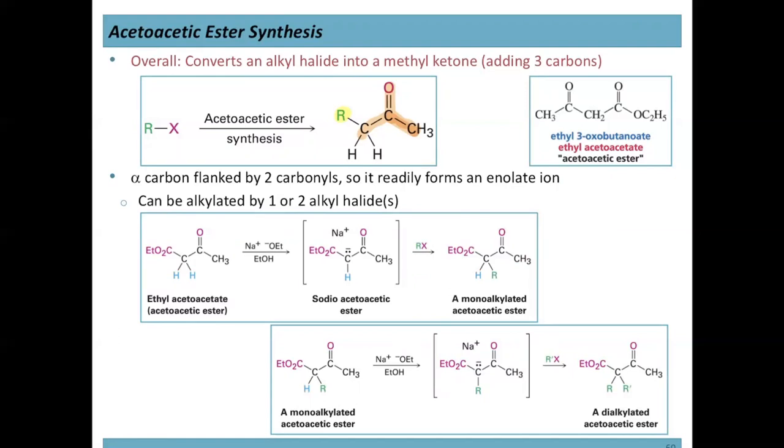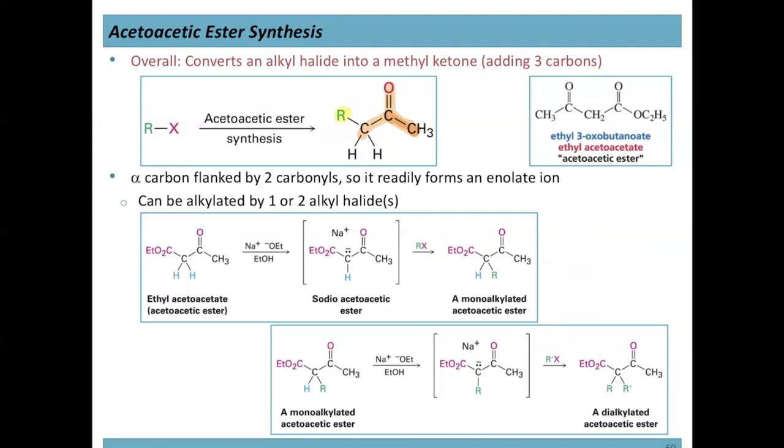We take our ethyl acetoacetate, or the acetoacetic ester right here. We're going to deprotonate. It is a doubly resonance stabilized enolate, so we get 100% of this enolate, and then it comes in and does an SN2 reaction. Again, we need either a primary or a methyl halide, and we have a monoalkylated acetoacetic ester. Now we could continue on with this, or we could deprotonate again, just like we did in the malonic ester. Deprotonate it again, add in a second alkyl halide, and get a dialkylated acetoacetic. So just like in the malonic ester, we can get a monoalkylated and then stop, or we could get a dialkylated.